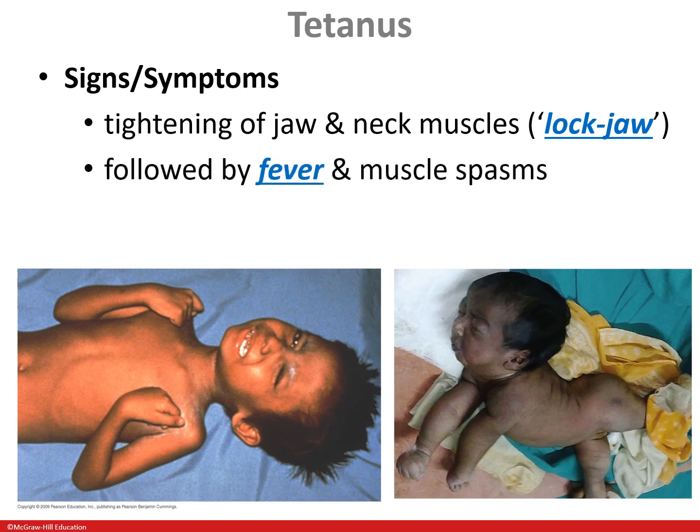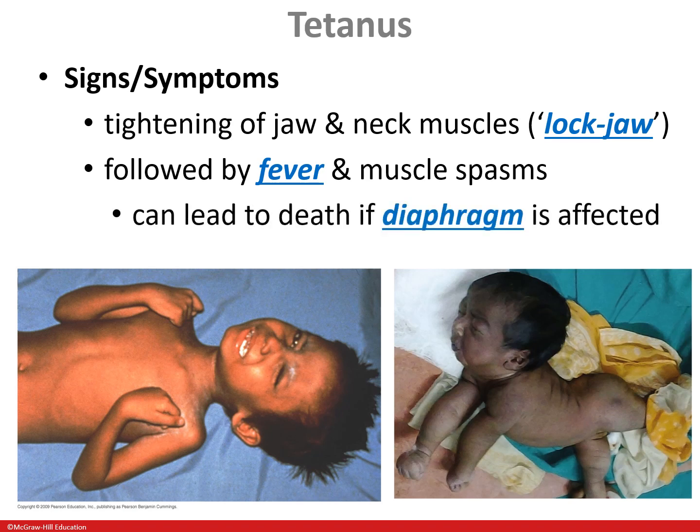You'll see some fever and muscle spasms throughout the body, but again, just like botulism, if that permanent binding of the toxin gets to the diaphragm or the nerves controlling the diaphragm, then it can no longer relax and you can no longer inhale and exhale properly. And so that is going to lead to respiratory failure.